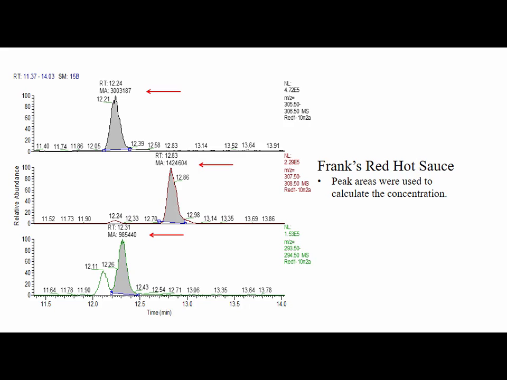So those equations from our standards graphs are then used to calculate the concentration of our sample. So here's the chromatograph for Frank's Red Hot Sauce. And as you can see here, this is our peak area of each of our capsaicin, dihydrocapsaicin, and our internal standard.